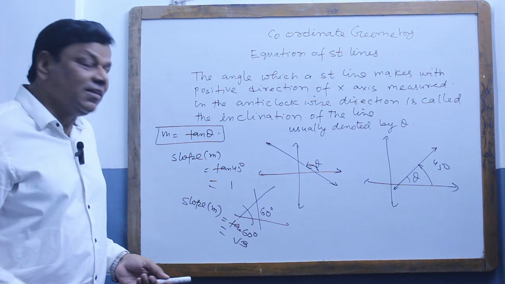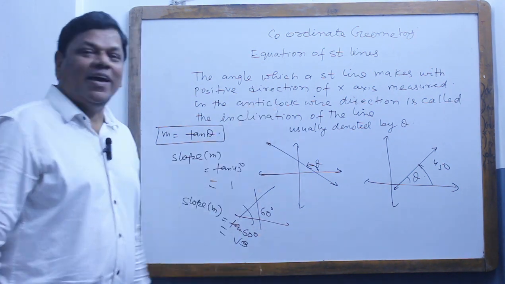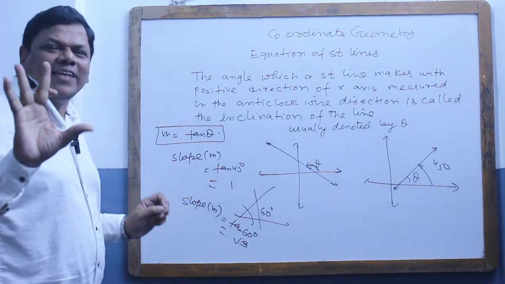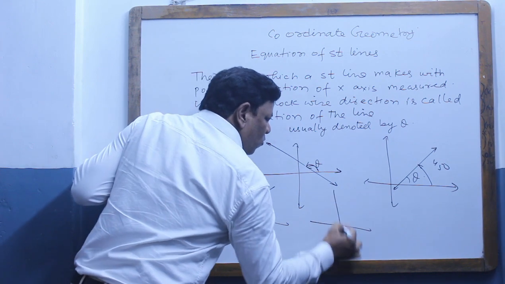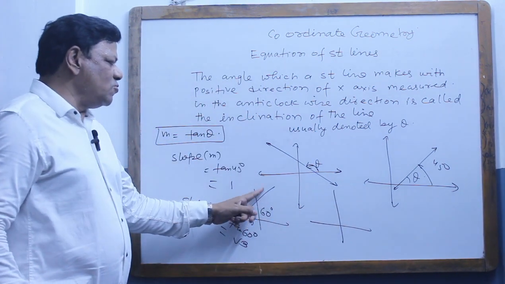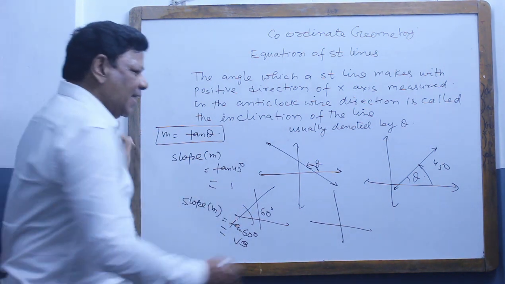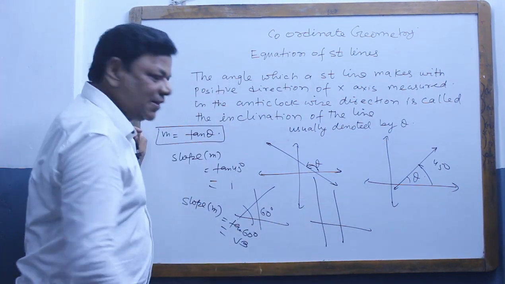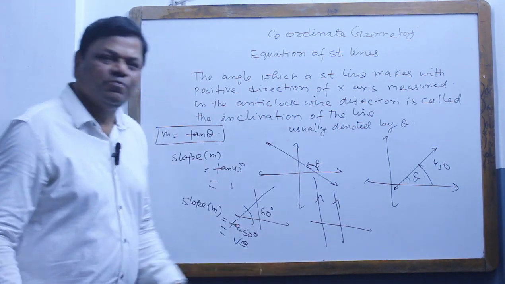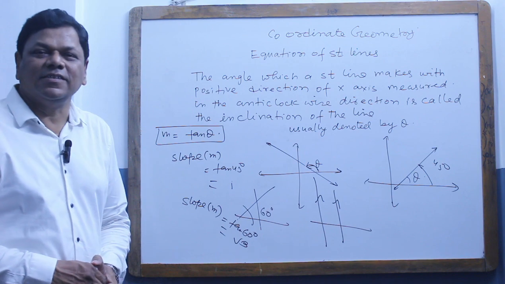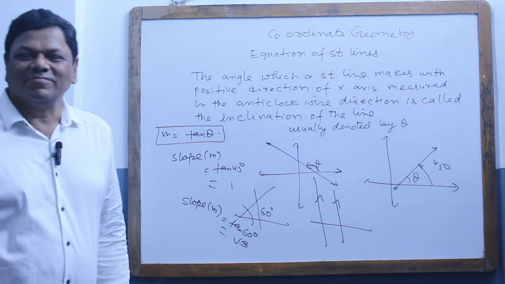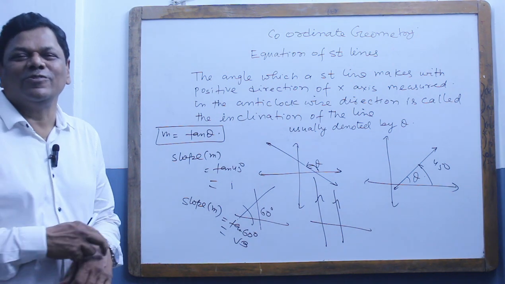And what is the slope when the line is parallel to the y-axis? Try to understand this nicely. Take a line at 60 degrees and slowly turn it this side until it becomes parallel to the y-axis. The angle is 90 degrees. Tan 90 is undefined.